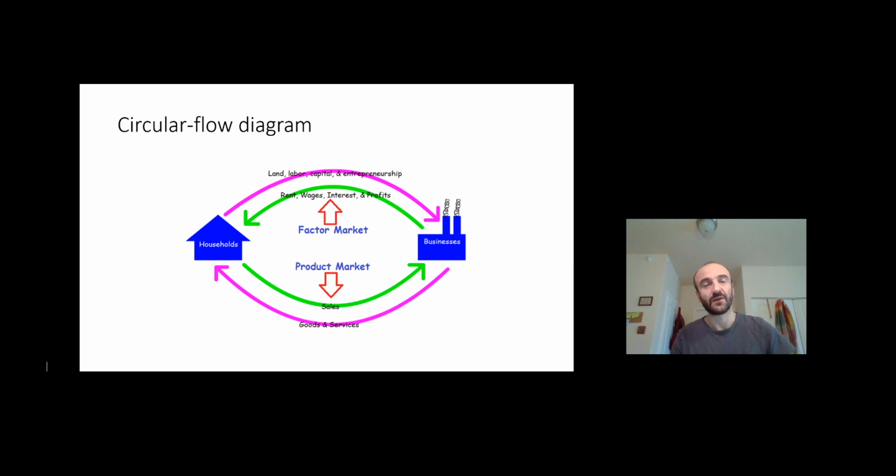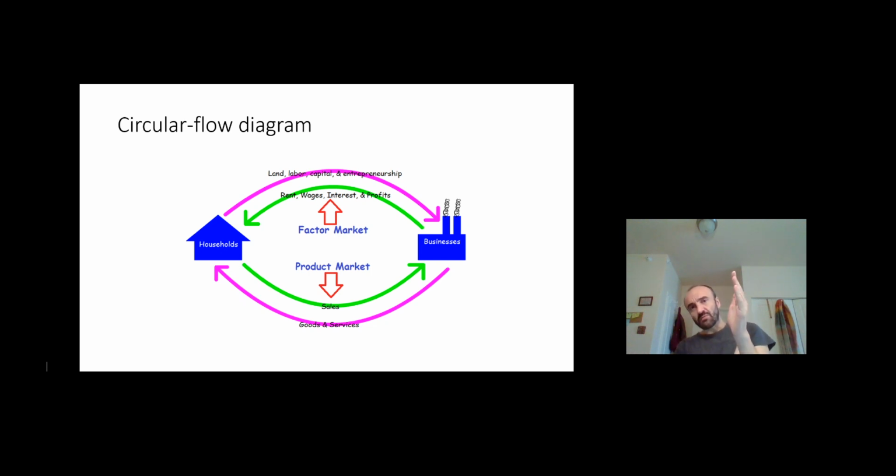Okay, the next thing. This is one interesting model, one of the basic macroeconomic models, and this is the last important thing that I want to talk about today. The so-called circular flow diagram. So what is the circular flow diagram? That's a simple, straightforward macroeconomic model describing economic activity in the economy as a whole.